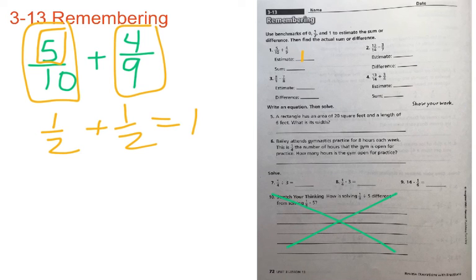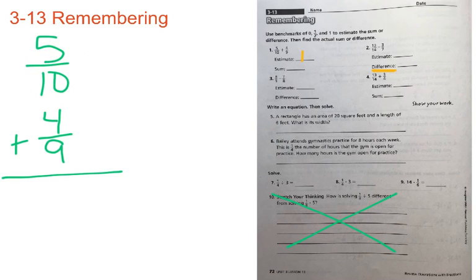Now, sum means actually solve this. And you're going to see sum, and sum means it's an addition problem, and you're also going to see difference in some of the problems, and difference is subtraction. So now we're going to actually solve for this. We need to have a common denominator in order to add fractions. I'm going to go ahead and write them vertically because I like to do that.